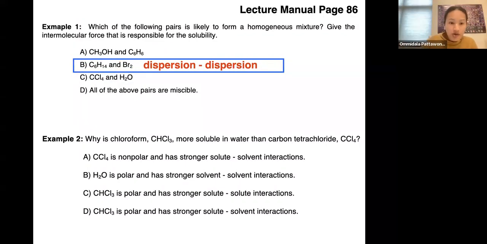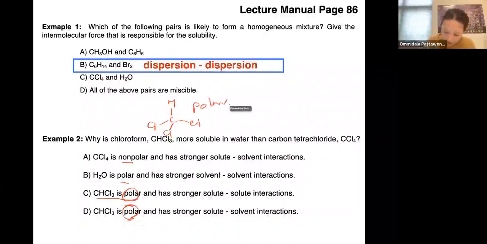And now let's take a look at example 2. Why is chloroform more soluble in water than carbon tetrachloride? If you're looking at this, we talk about polarity. In this case, if you're looking at chloroform, it contains a CH bond, which is non-polar. However, the CCl bonds are polar, and you will see that this is tetrahedral, so they are not going to pull electrons equally in all directions. Therefore, CHCl3 is going to be a polar molecule.